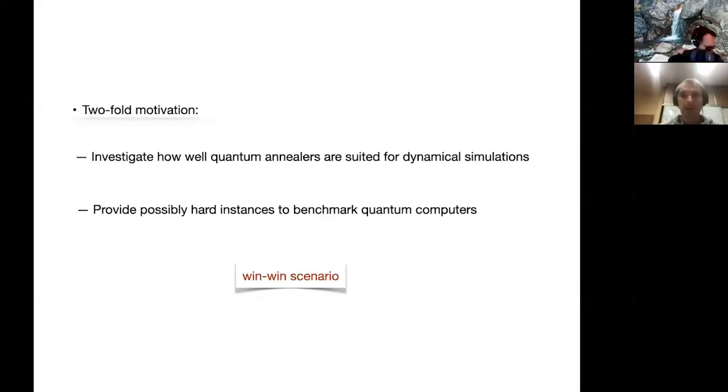So the idea behind this research topic is sort of twofold, right? On the one hand, you can investigate to what extent quantum computers can simulate physical processes. And on the other hand, if they cannot, you can at least provide hard instances to test them. So from a scientific point of view, this is a win-win scenario. Either way, you're going to get something which is worth publishing.